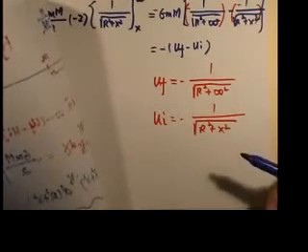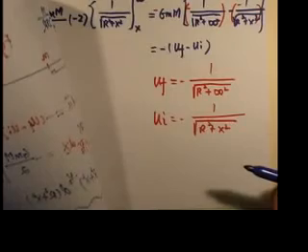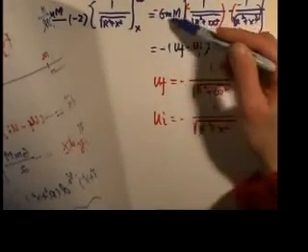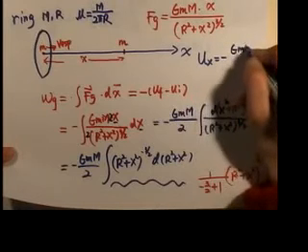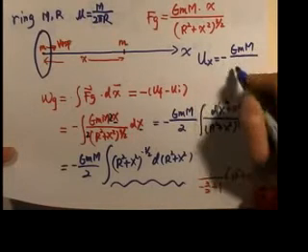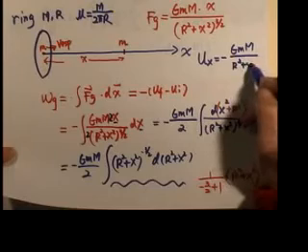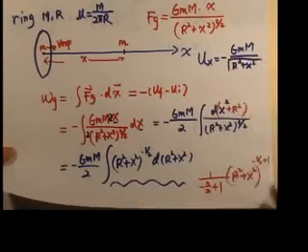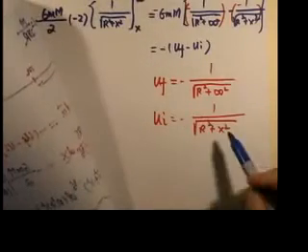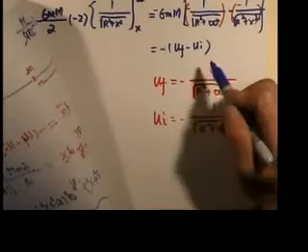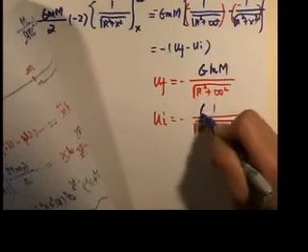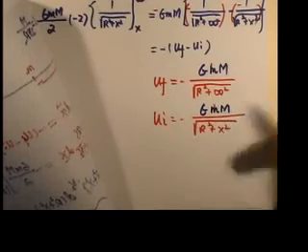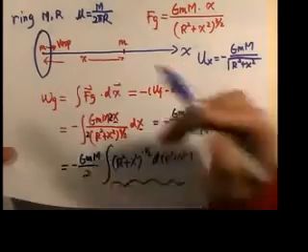Let's not forget about our constant here, GMm. So it's negative GMm over the square root of r squared plus x squared. That is the expression of the potential energy, and I should add this constant here, GMm. So that is the potential energy right here.